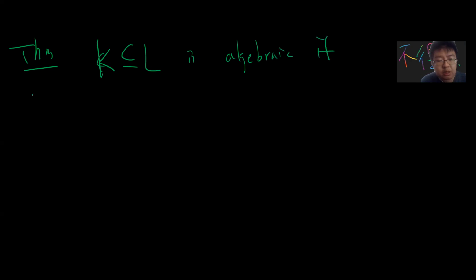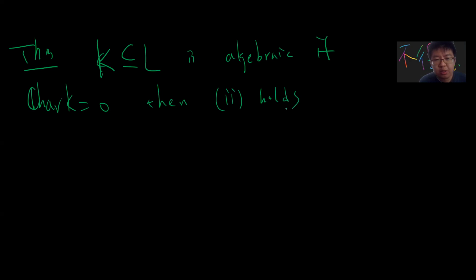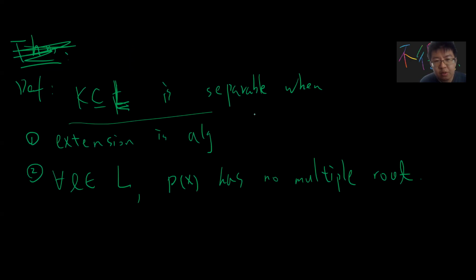If the characteristic of K is 0, then the second condition holds. Basically, if your field is the rational numbers, the real numbers, or the complex numbers, such that the characteristic is 0, then the minimum polynomial P of X has no multiple roots. The minimum polynomial never has multiple roots.